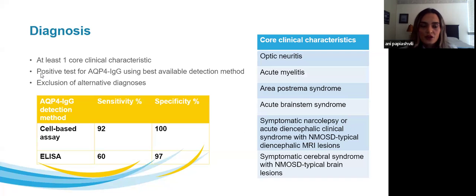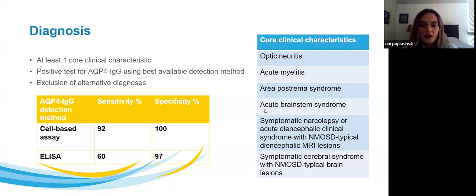And what about diagnosis of neuromyelitis optica spectrum disorder? We need three main things, and it is very logical. At first, it is at least one core clinical characteristic. In general, we have 6 core characteristic features for neuromyelitis optica or Devic disease. First one, I already mentioned, optic neuritis, acute myelitis or transverse myelitis, and area postrema syndrome. These are the 3 main ones, but also we have 3 additional.